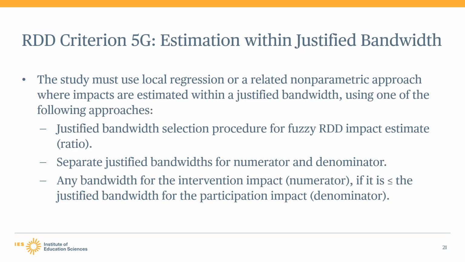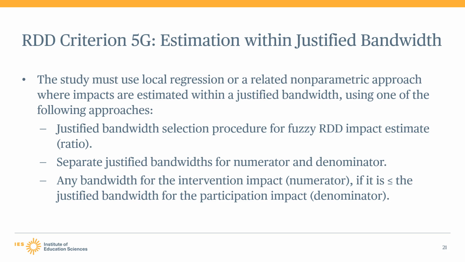Next, RDD Criterion 5G requires that the study use a local regression or related nonparametric approach in which intervention impacts are estimated within a justified bandwidth, using one of 3 potential approaches. It is important to note here that the WWC defines a justified bandwidth as one that was selected using a systematic procedure described in a peer-reviewed journal or methodological article that describes the procedure and demonstrates its effectiveness. For example, cross-validation, the plug-in, and robust CCT procedures all would be considered justified bandwidth selection procedures.